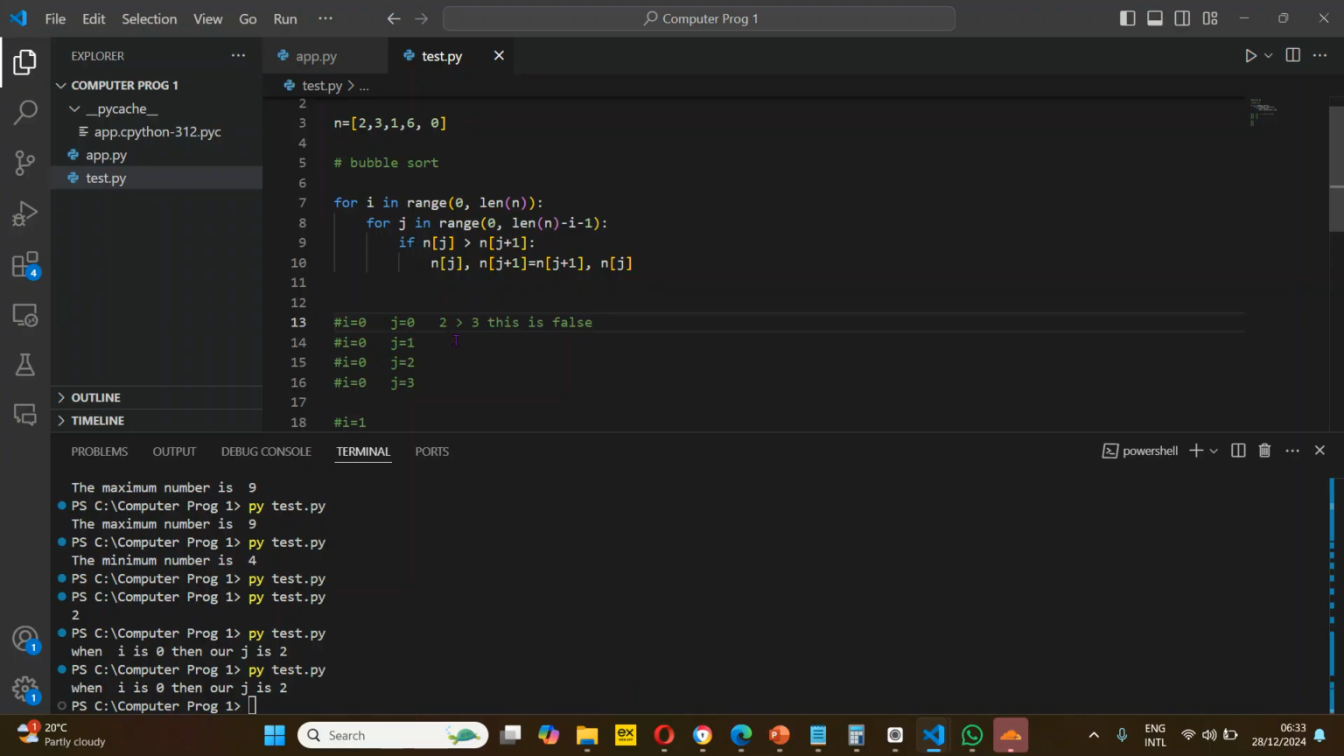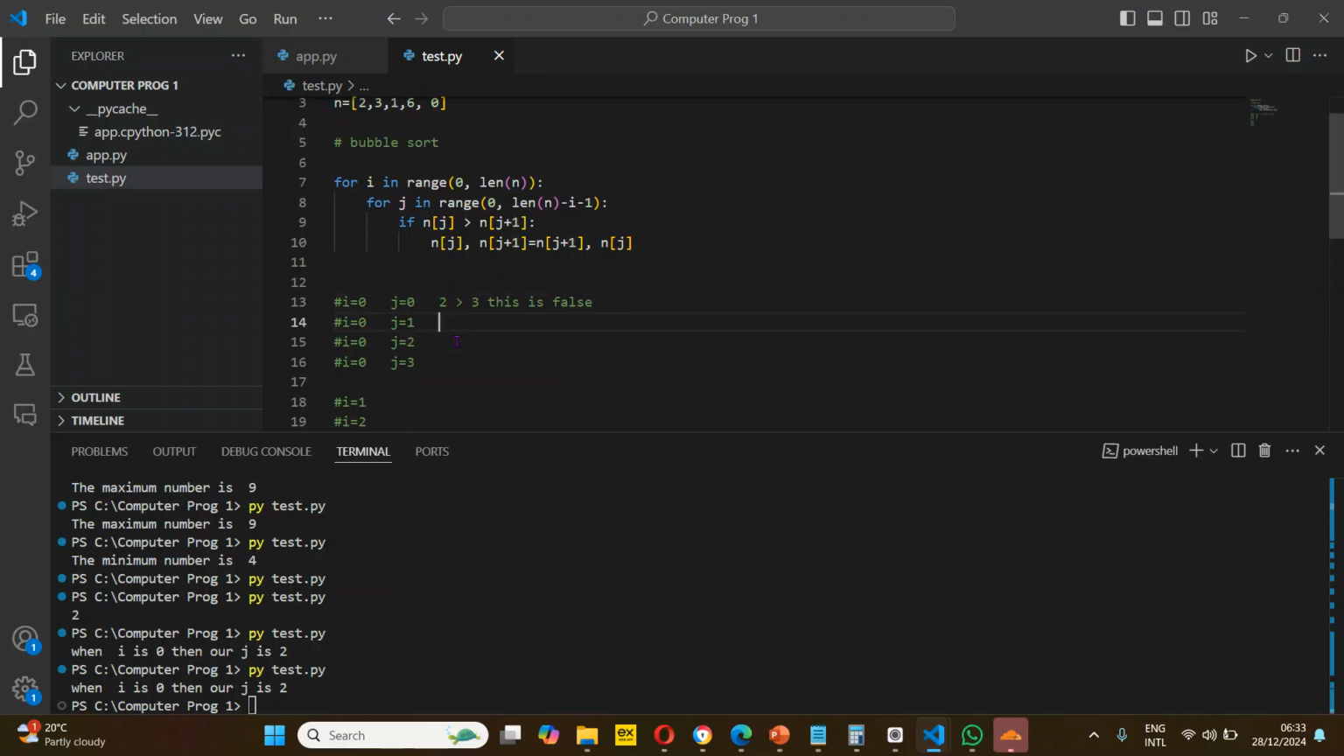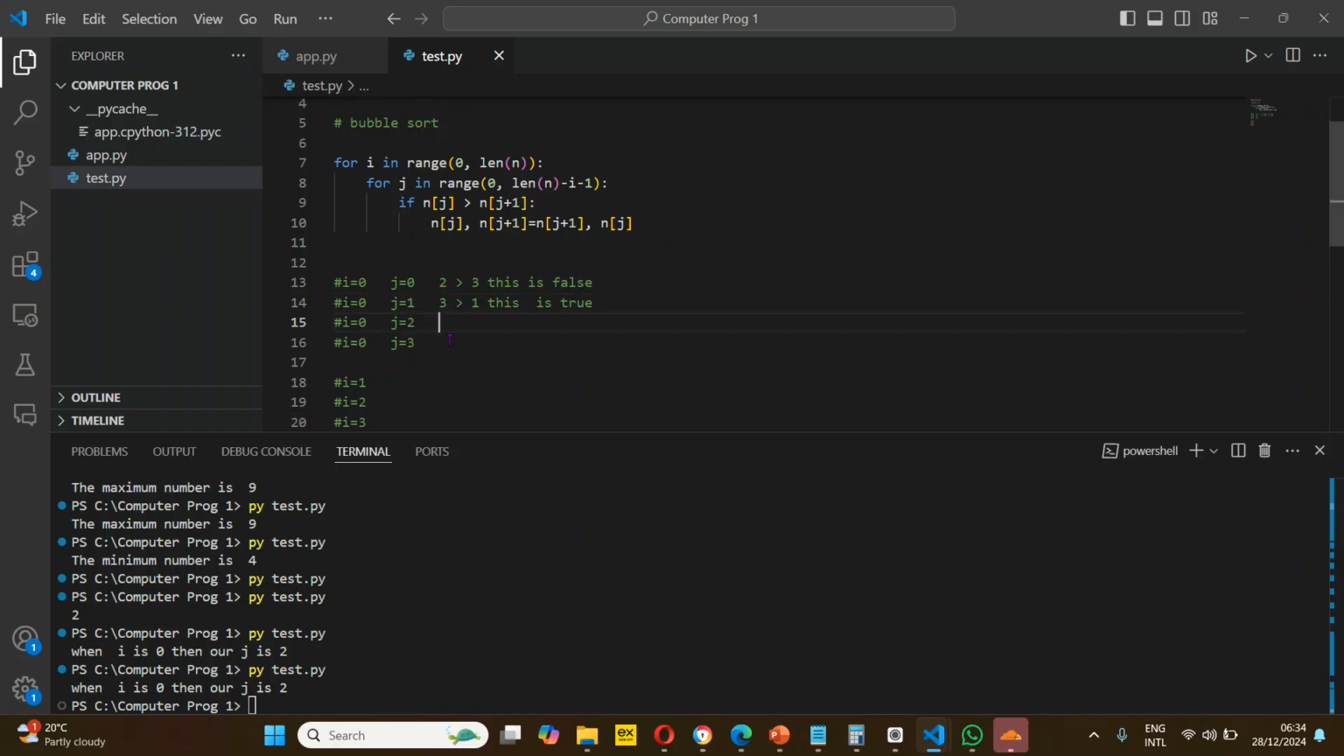When i equals 0, j equals 1, our n of j here becomes 3. So is 3 greater than n of j plus 1, which is 1? Is 3 greater than 1? This is true, then it swaps the position. So 1 comes here and 3 comes into this place. So our new n of j becomes 3.